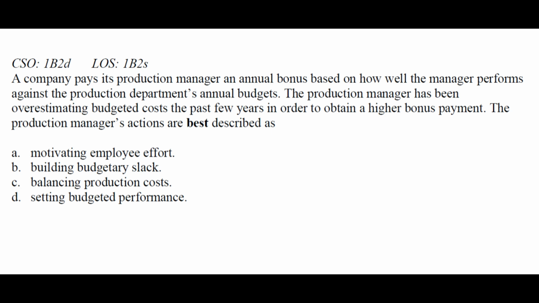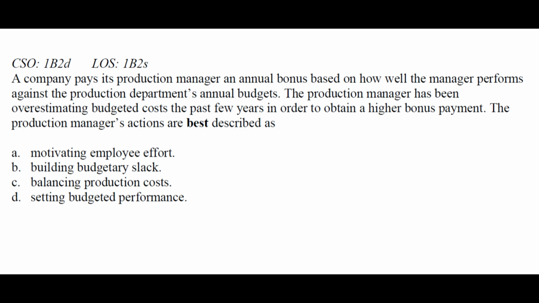This question tests the concept of budgetary slack, an important topic in management accounting and budgeting systems. Budgetary slack occurs when managers intentionally overestimate costs or underestimate revenues so that budget targets become easier to achieve. This behavior often arises when performance evaluations and bonus payments are tied directly to budget achievement, creating incentives for managers to manipulate budget estimates for personal benefit.